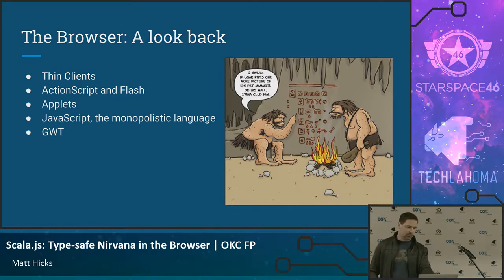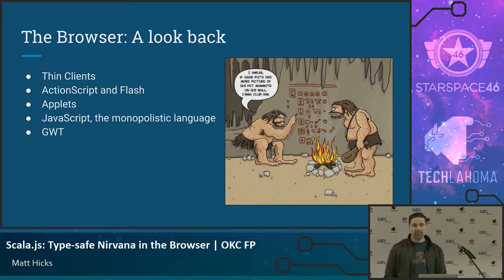And my fourth point on here says JavaScript, the monopolistic language, because as of today, for the most part, JavaScript is the only way to write code in the browser. We have WebAssembly now, but that's not widely supported yet, and when it is, JavaScript may well die a painful death, but that's still a ways off. So for the moment, at least, we're stuck in JavaScript.